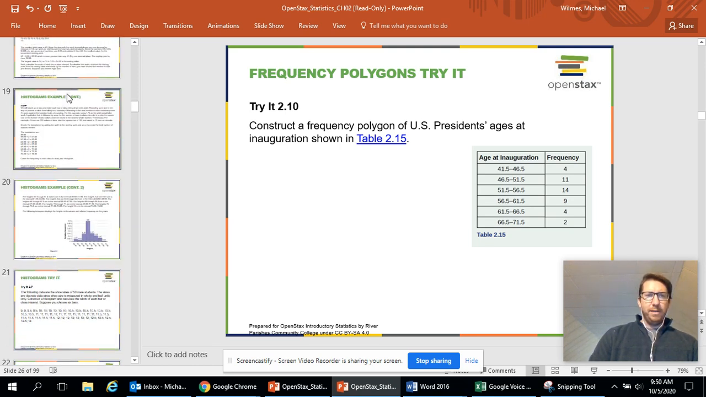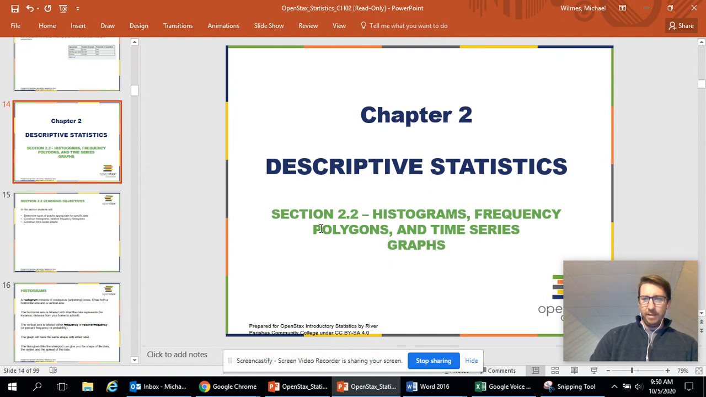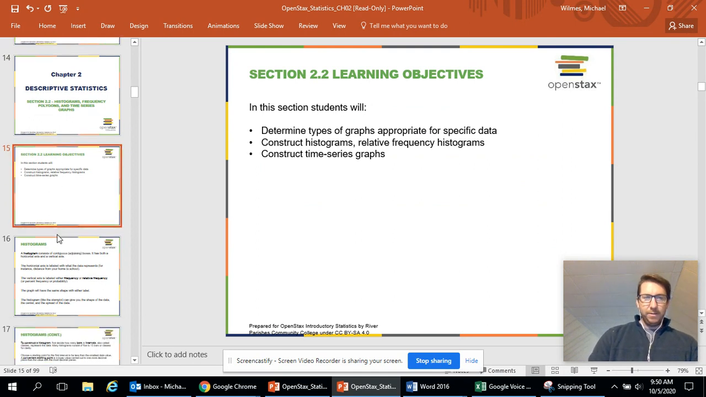Hey everybody, welcome back to section 2.2. And in this section, we're going to be looking at histograms, frequency polygons, and time series graphs. And we're going to figure out when is the best time to create each of these.